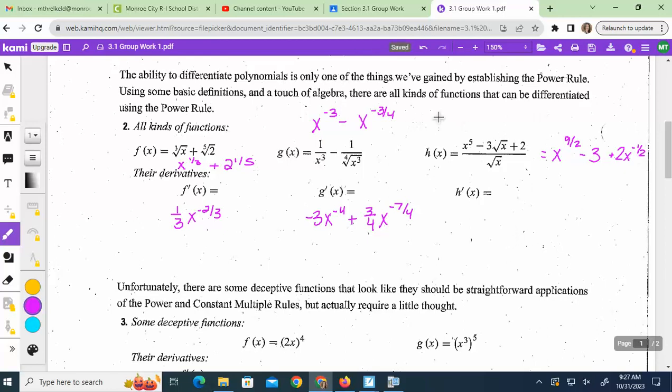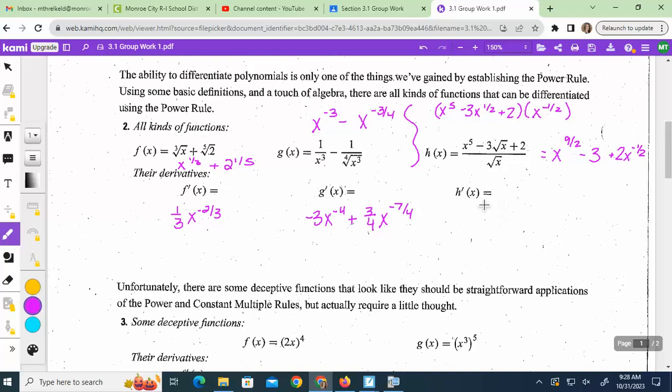Okay, here's another way of doing it. We could write this as x to the 5th minus 3x to the 1/2 plus 2 times x to the negative 1/2, if I bring that up. Then when you distribute, you add your exponents. So 5 plus negative 1/2 is 9/2. Positive 1/2 and negative 1/2 is 0, so that x drops. And the 2x to the negative 1/2.